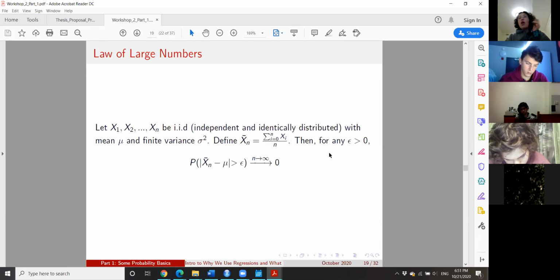So then this brings us to the law of large numbers. Basically what you need to know is that if you have a bunch of variables that are independent and identically distributed, meaning that they all have the same distribution, then the probability that the difference between the average of all those variables and the actual mean of the distribution is large becomes smaller and smaller as n goes to infinity.